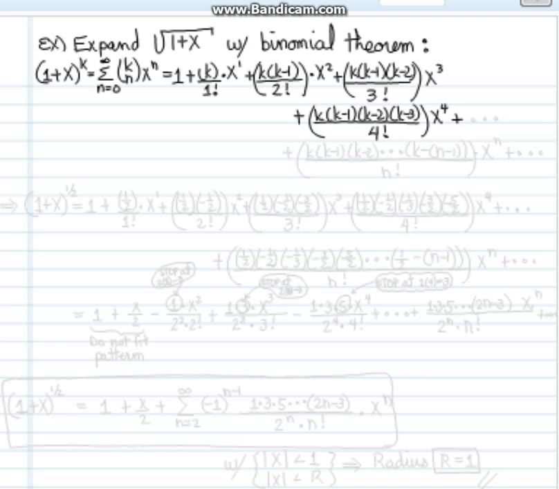Following this pattern, the nth term would be plus k times (k minus 1) times (k minus 2), etc., until you get to k minus (n minus 1), where n is the power on the x, and also the factorial on the bottom. That's the pattern I'm seeing here, and that's x to the nth. Of course it goes on after that forever.